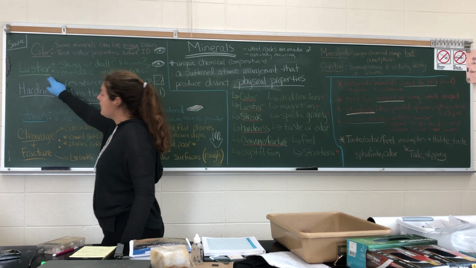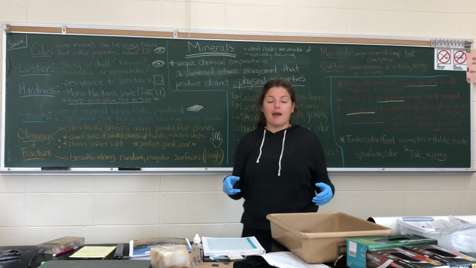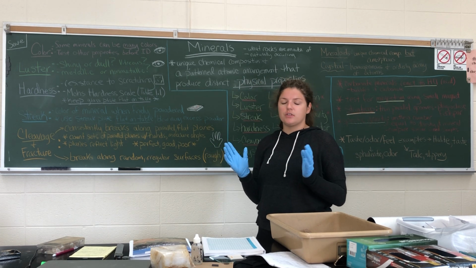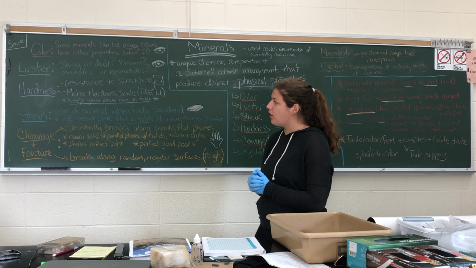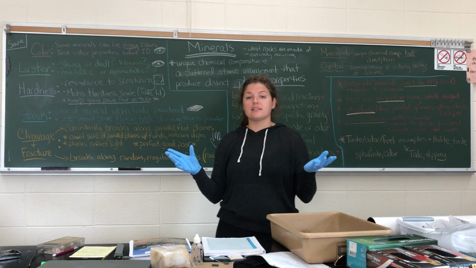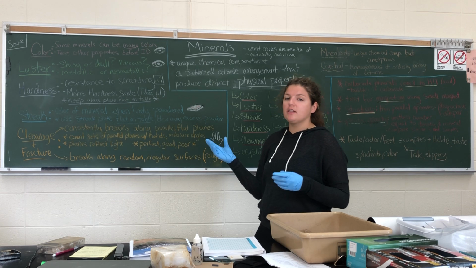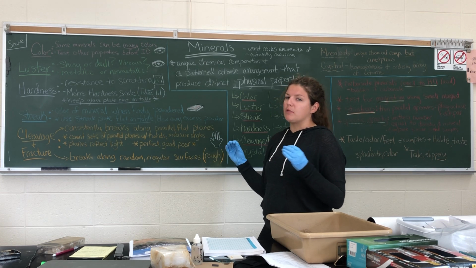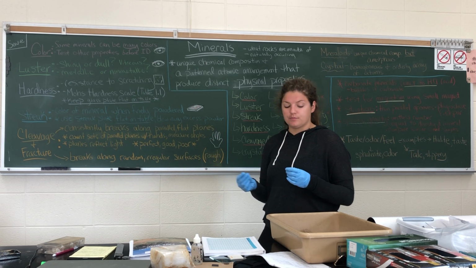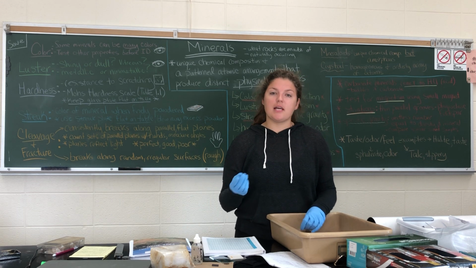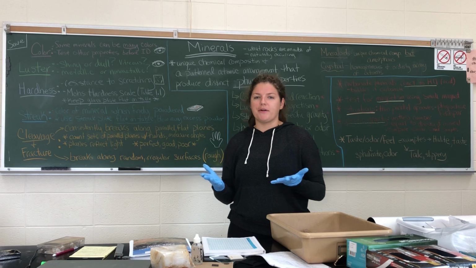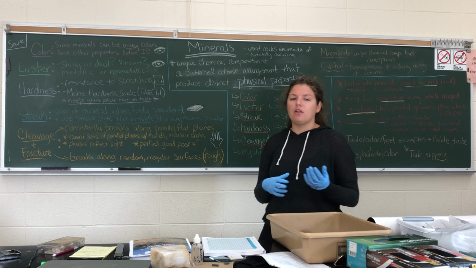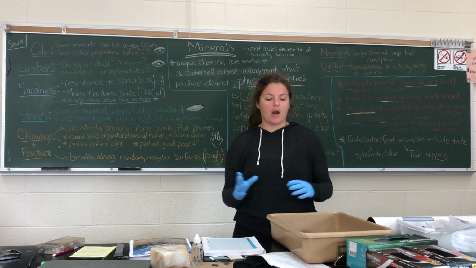Luster is how a mineral reflects light when placed in front of it. So, how a mineral reflects light. Does it look shiny? Does it look dull? Does it look metallic or non-metallic? So something that looks metallic is something that looks like iron or copper. It looks like metal. Non-metallic may look more earthy, dull, brown.